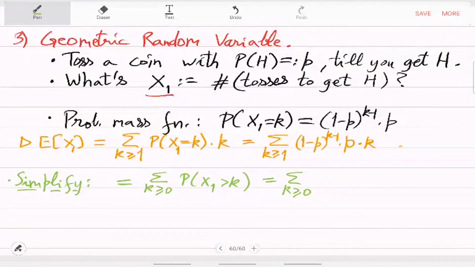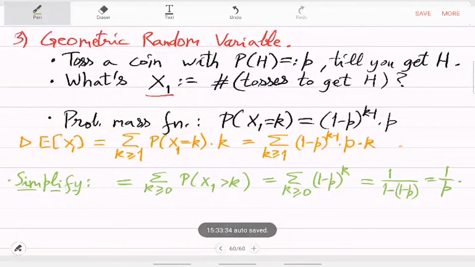The probability that x1 is greater than k basically means that the first k were tails, so that is (1 minus p) raised to k. And what is this? This is a simple geometric sum up to infinity. That's why the name geometric random variable. You can see that its value is the inverse of 1 minus (1 minus p), which is p, so 1 over p. So this is a simple calculation that gives you 1 over p.